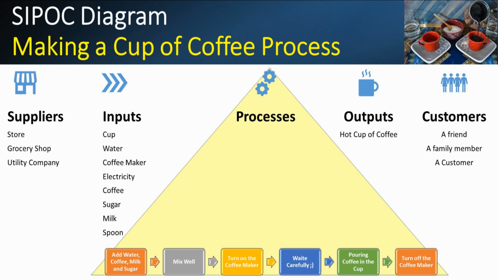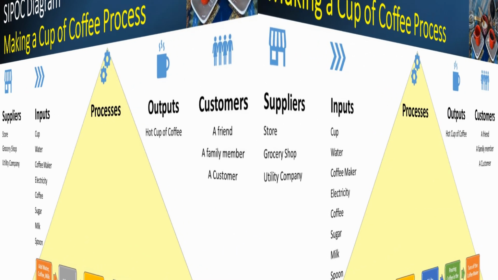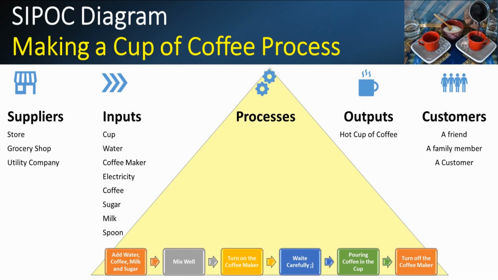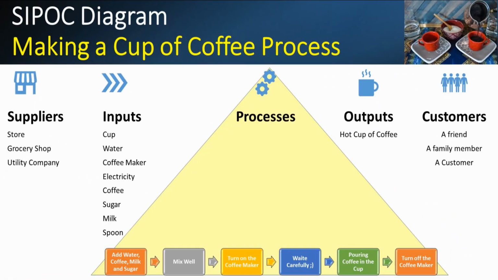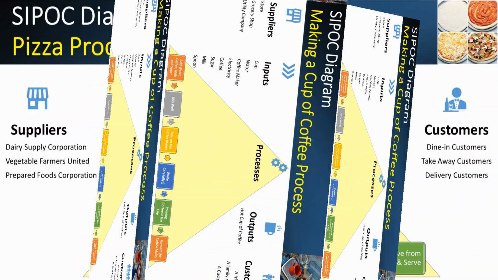Suppliers. Ensure a consistent supply of high-quality coffee beans and fresh milk from trusted suppliers. Inputs. Use precise measurements for coffee, water, milk, and sugar to maintain consistency. Process. Optimize the mixing and brewing steps to reduce waiting time and ensure a perfect blend. Outputs. Aim for a consistently hot and flavorful cup of coffee every time. Customers. Gather feedback from friends, family members, and customers to continuously improve the taste and presentation.